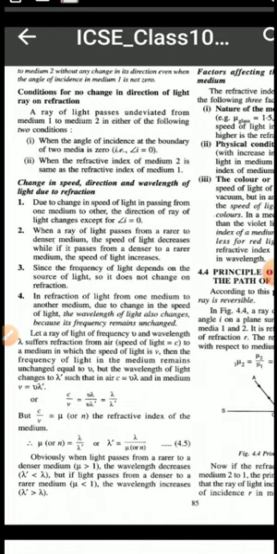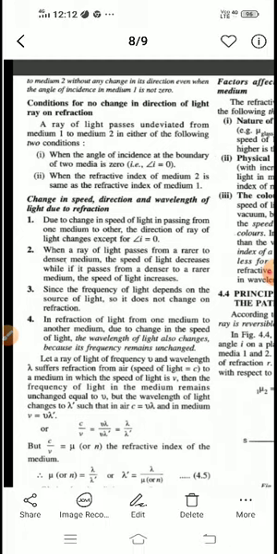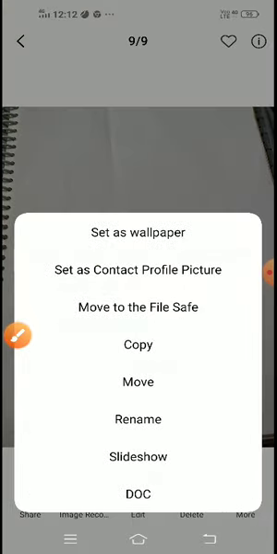There is no direction change. Therefore, the condition for no change in direction of light is that it should come along your 90 degree path. I don't want to change my direction of light, so it should go straight. So how should I send? Yes, I have to send my light in a straight path.